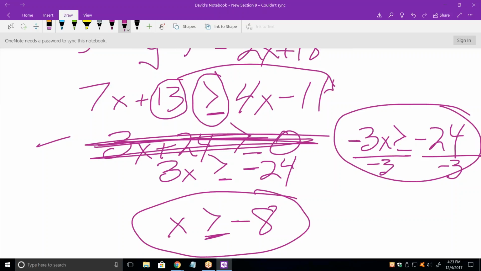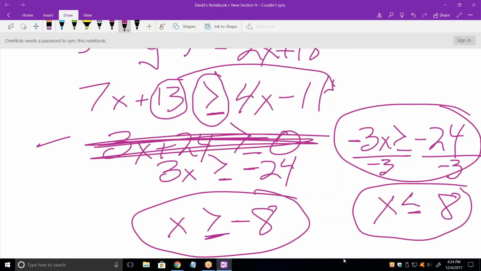So x is less than or equal to 8. Correct. In other words, you have to actually still divide both sides by the negative number, and you have to switch the direction. And that is whenever you are dividing or multiplying, not adding or subtracting, but dividing or multiplying.